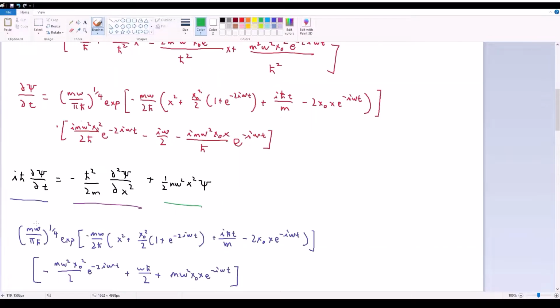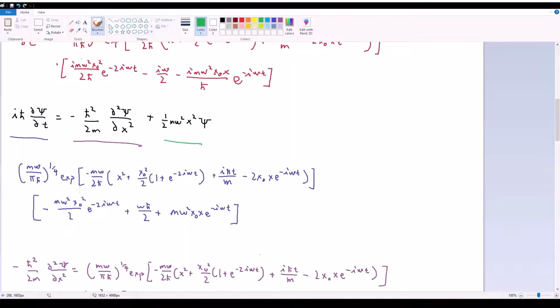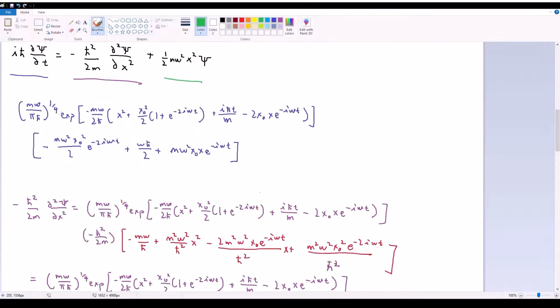So if we plug all of these back into the Schrodinger equation, immediately the first thing I realize is that every single term here shares a factor of this (m omega over pi h bar) to the power of 1/4 times the exponential. So what I can do is just take this and cut it out from every expression.